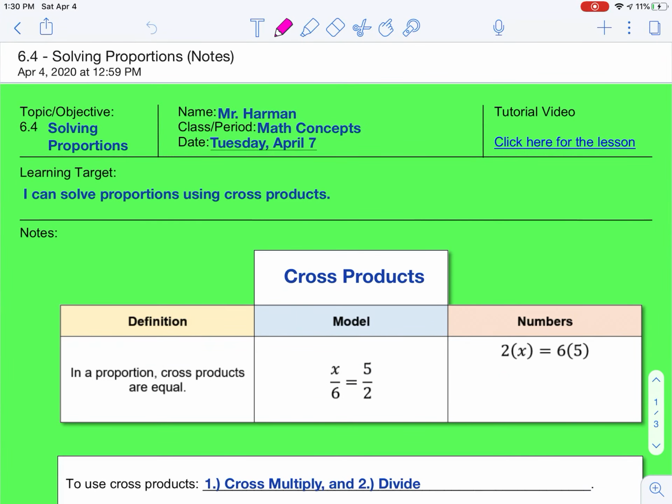So in 6.4, we're going to talk about solving proportions. And our learning target is I can solve proportions using cross products. Now we should already know what a proportion is. A proportion is two equal rates or ratios. And a lot of times when we're looking at proportions, we know some of the information, but not all of it. So to figure out what that missing piece of information is, we're going to use something called cross products.